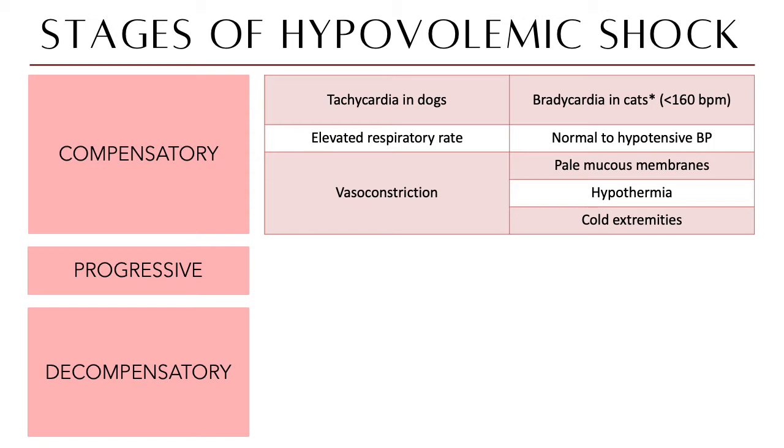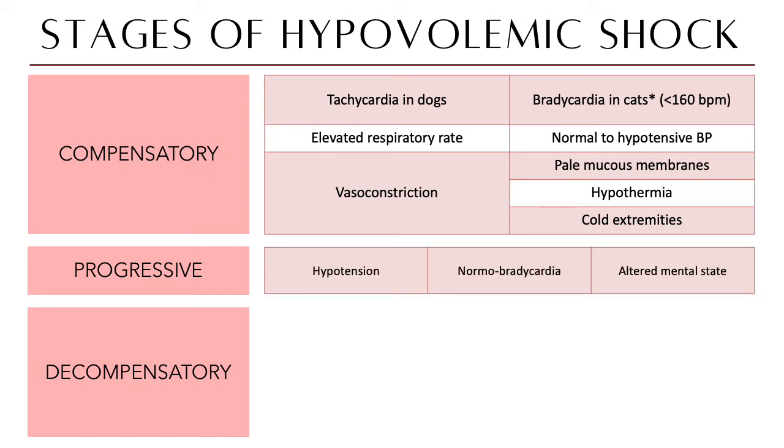The blood needs to go to the heart and the lungs. Right? In cats, the stages are not clear because they tend to decompensate really fast. That's why they have bradycardia already. If this is not recognized by a clinician and it progresses, the normal to hypotensive BP remains hypotensive. The heart rate will gradually go down, and the mental state will be altered as well because there is now less blood going into the brain, and your brain is very dependent on oxygen and glucose.